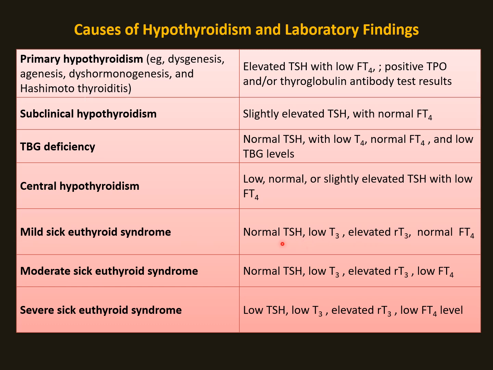In mild cases, you will have normal TSH with normal free T4. Moderate cases, you will have still normal TSH but low free T4. In severe cases, you will have low TSH and low free T4. So everything will be low except the reverse T3 will be elevated.